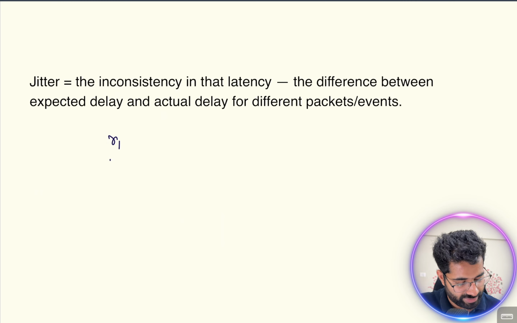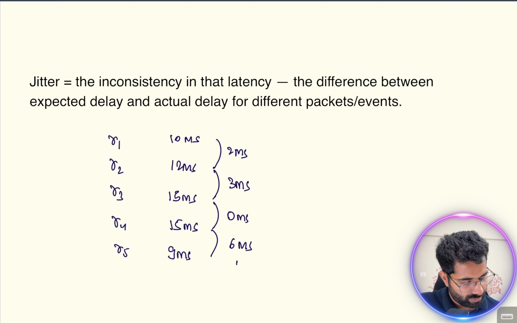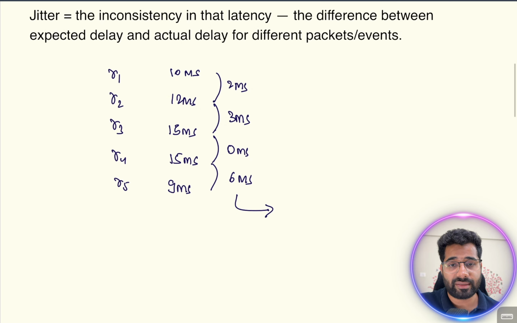Let's say we have 5 requests R1, R2, R3, R4, R5, and each request is having a latency of, let's say, 10 milliseconds, 12 milliseconds, 15 milliseconds, 15 milliseconds, and 9 milliseconds. So the inconsistency in the latency, that is the difference between the latencies, is for the first two requests 2 milliseconds, the next two requests 3 milliseconds, the next two requests 0 milliseconds, and the last two requests 6 milliseconds. So this inconsistency, difference in the latency, is what is called jitter.